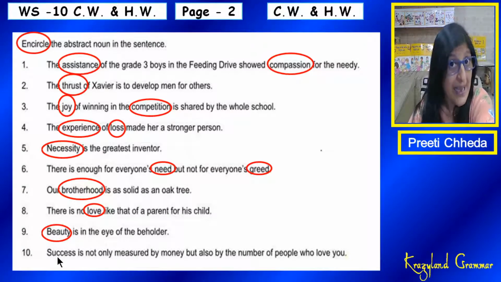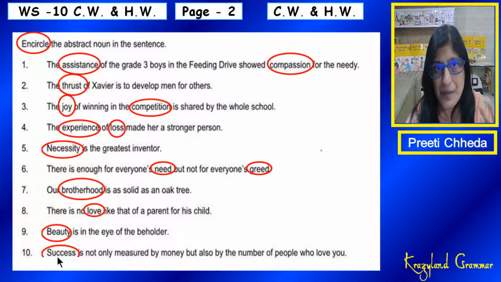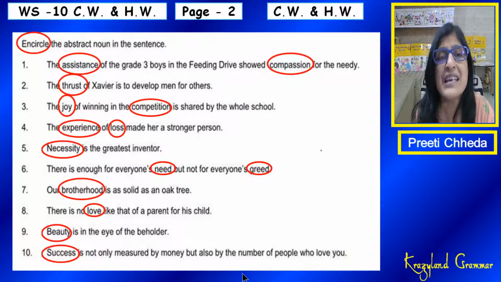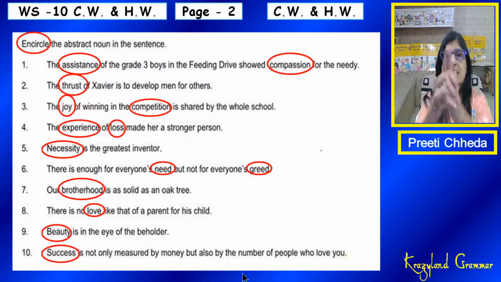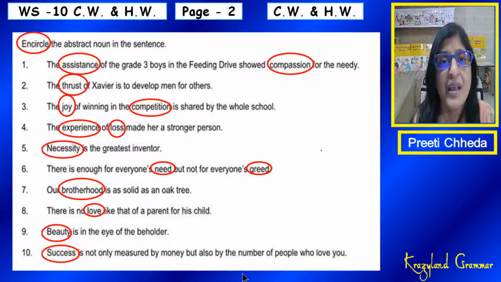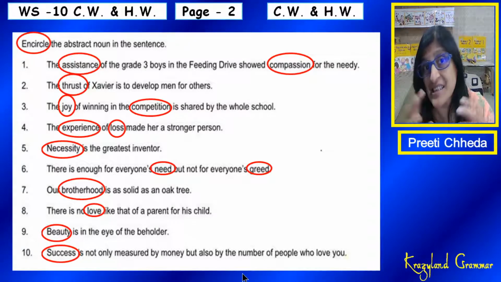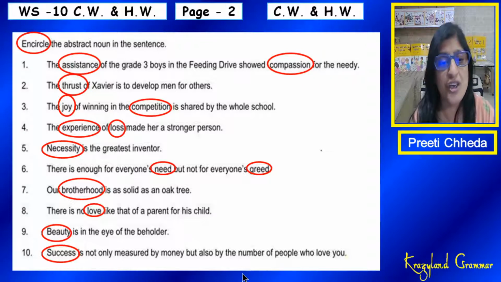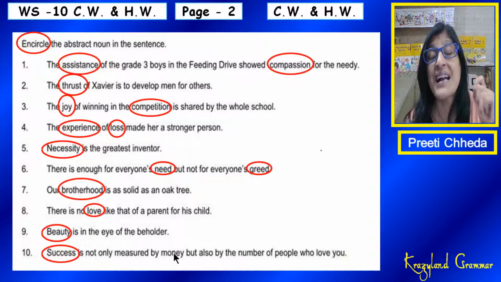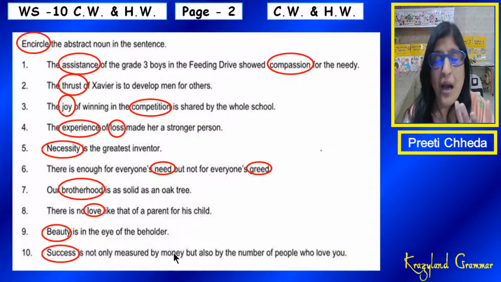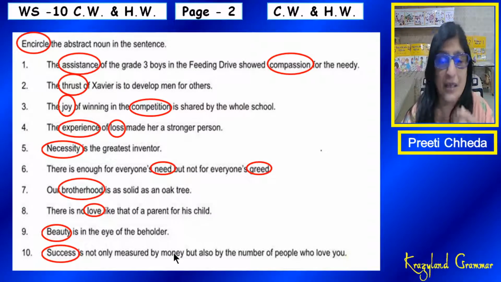Success, yes, success हम उसको देख नहीं सकते, टच नहीं करते, स्मेल नहीं कर सकते, सुन नहीं सकते, we cannot hear, see, smell, taste or physically touch them. So success is an abstract noun, and the adjective of success is successful. Is नहीं, not नहीं, only नहीं, measured नहीं, by नहीं, money. Money is an uncountable noun, but it is a concrete noun, right? You can see money, you can touch money. कुछ money को तो हम smell कर सकते, we cannot taste it.